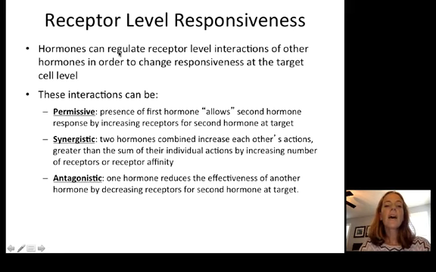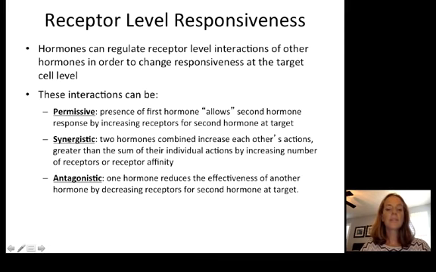We also have changes in receptor level responsiveness. So when hormones regulate other hormones, they can change the responsiveness of receptors. So this is kind of like the releasing inhibiting idea. But there are two ways to affect the release. So one way can be permissive. So this is saying that the presence of one hormone allows the second hormone to respond. So this is like the manager saying, okay, you can do your job. And by doing that, it's going to increase receptors at the target cell.